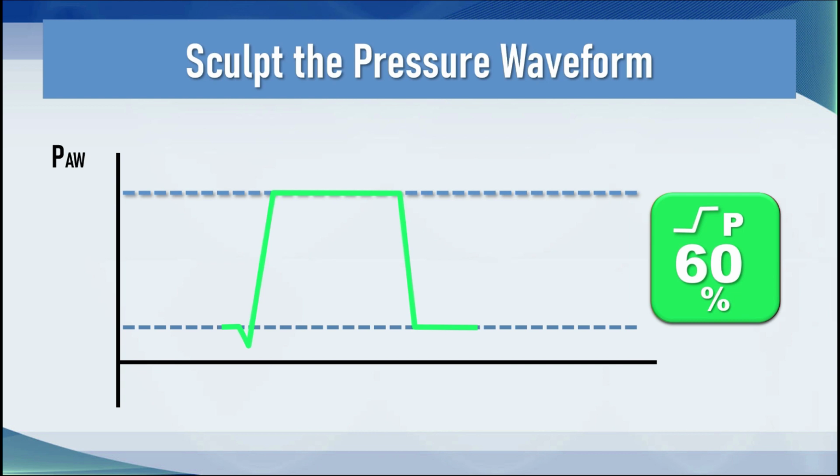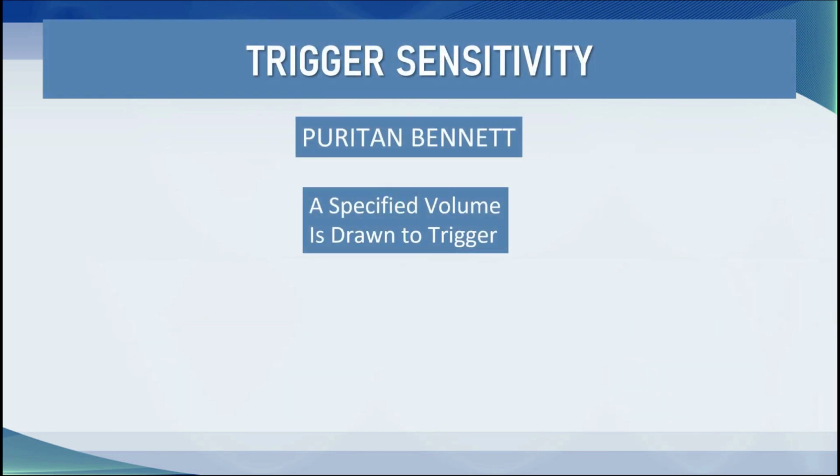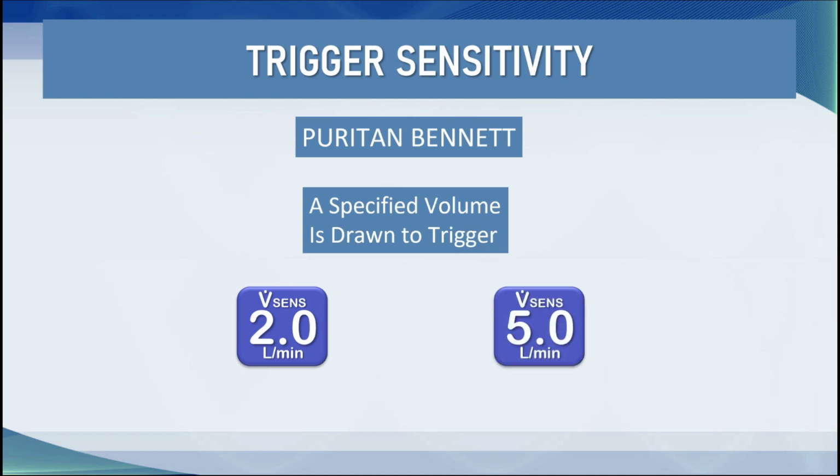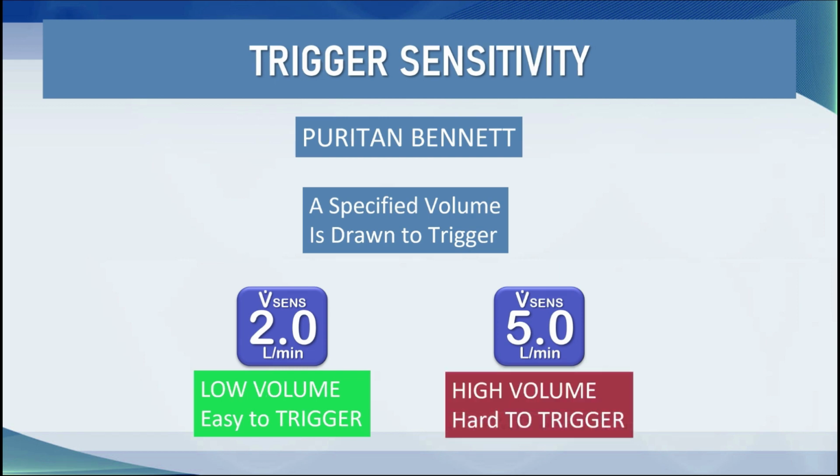The other thing that we need to look at is how the patient triggers the ventilator, and we're just going to mention in this component flow triggering. I did a tutorial on different ways of triggering the ventilator very early in this course. And on the Puritan Bennett ventilator, a specific volume must be drawn to trigger the ventilator. So you might set this at, say, for example, 2 liters per minute or 5 liters per minute. And if you recall from that earlier tutorial, the lower that number is, the easier it is for the patient to trigger. The higher that number is, the harder it is for the patient to trigger.